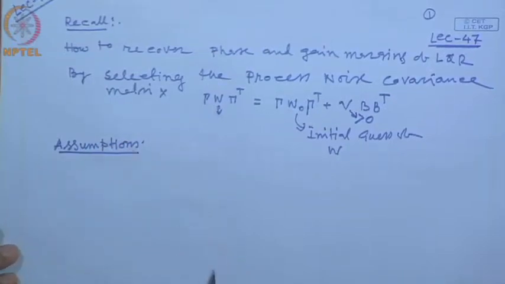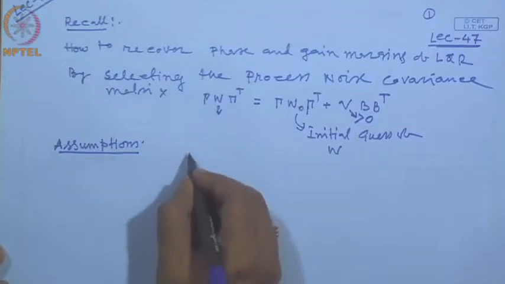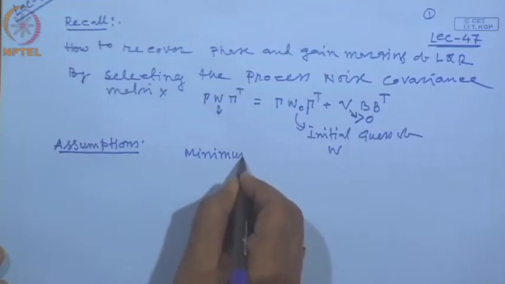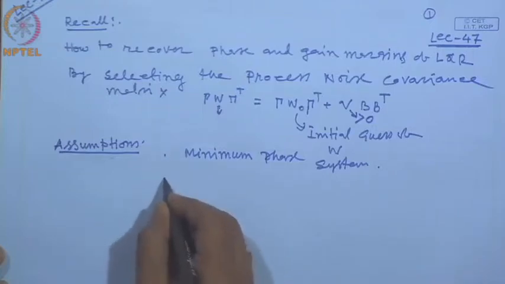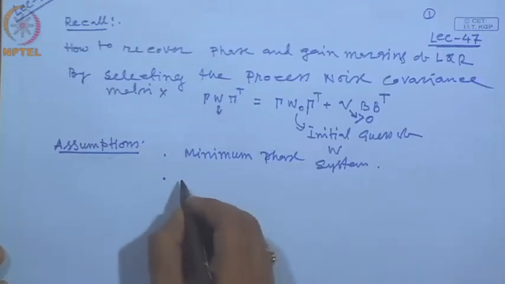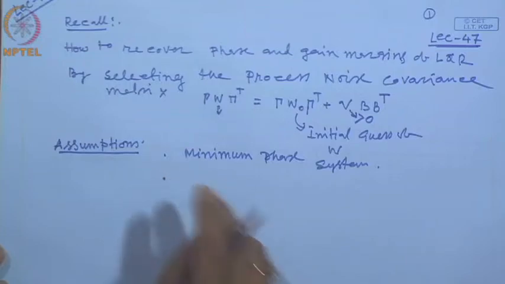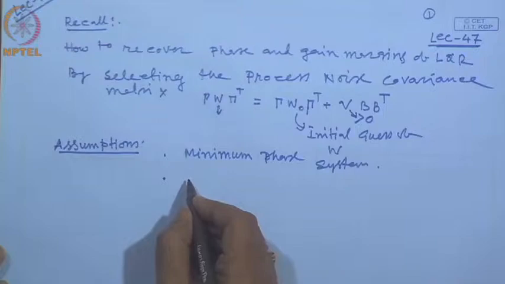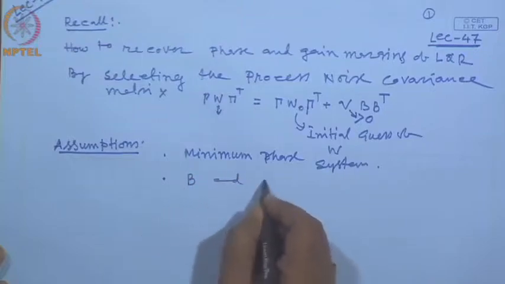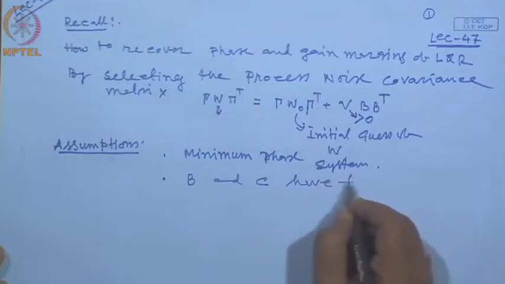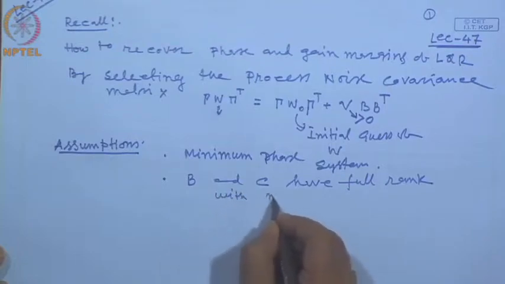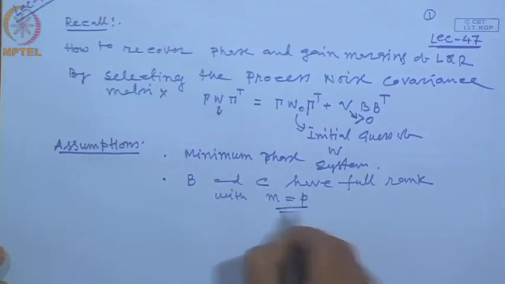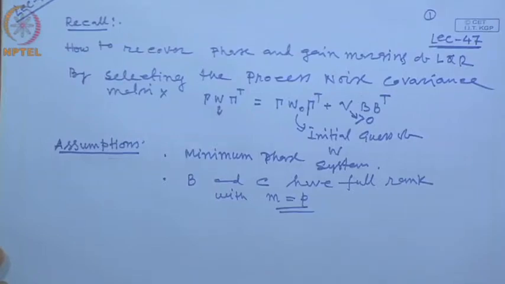In this process the following assumptions are made. The first assumption is that the system is a minimum phase system. We also assume that the input matrix B and output matrix C have full rank, with the number of inputs m equal to the number of outputs. We made this assumption to modify the loop transfer function of LQG.